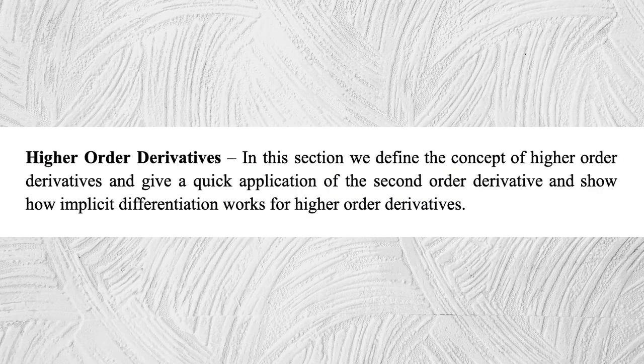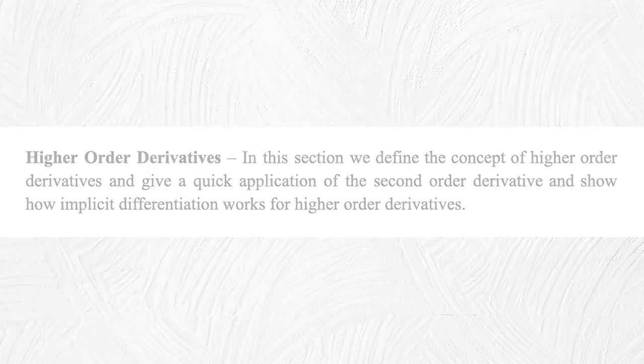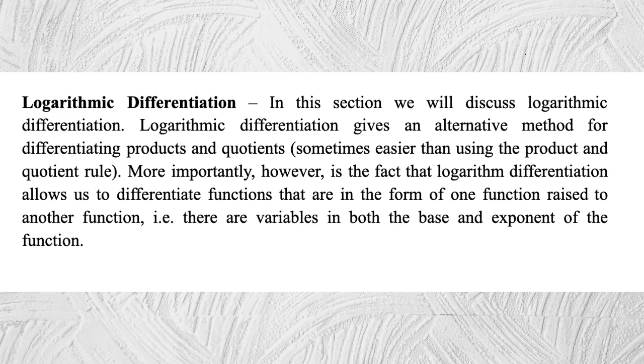In this section, we define the concept of higher order derivatives and give a quick application of the second order derivative and show how implicit differentiation works for higher order derivatives. In this section, we will discuss logarithmic differentiation. Logarithmic differentiation gives an alternative method for differentiating products and quotients, sometimes easier than using the product and quotient rule. More importantly, however, is the fact that logarithmic differentiation allows us to differentiate functions that are in the form of one function raised to another function, that is, there are variables in both the base and exponents of the function.